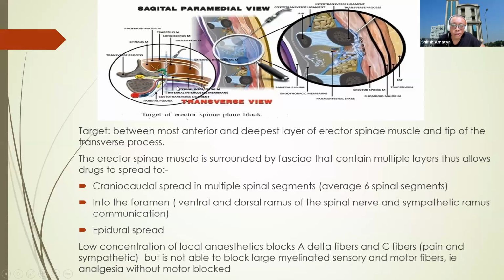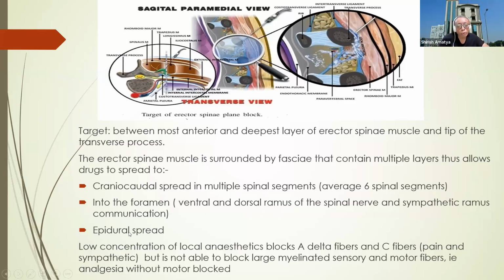And when we deposit the drug here, the drug can easily spread cranially as well as caudally. It is said that the average spread of the drug is usually six spinal segments, but we have to use a larger volume of drug. We usually use 20 to 30 ml of drug, which spreads above and below the whole of the fascia of the erector spinae muscle. Not only that, the drug will also go into the intervertebral foramen and block the ventral and dorsal rami and the sympathetic ramus, and it also goes into the epidural space if a larger volume of drug is used.